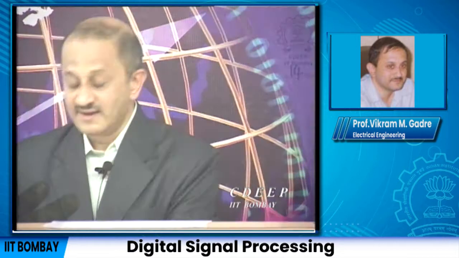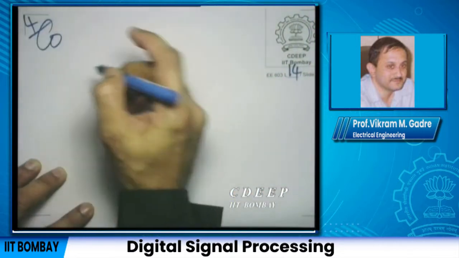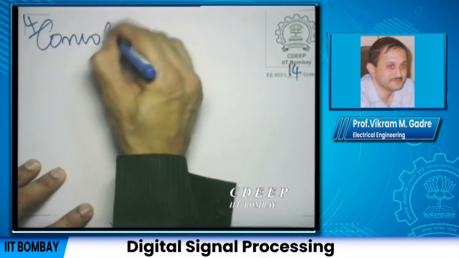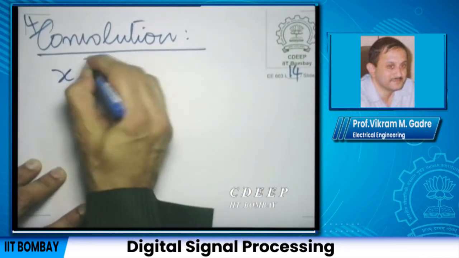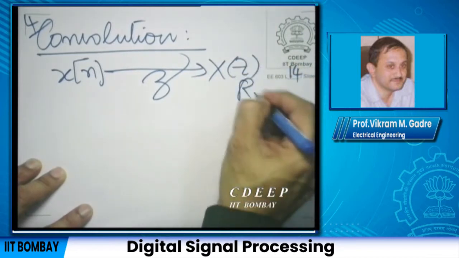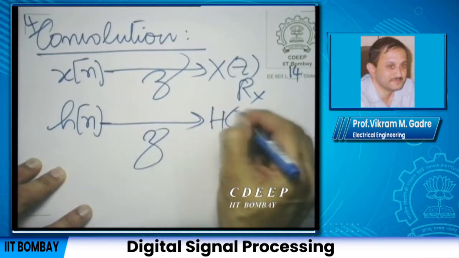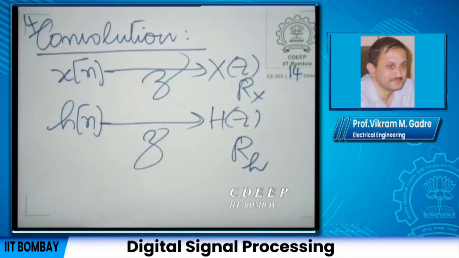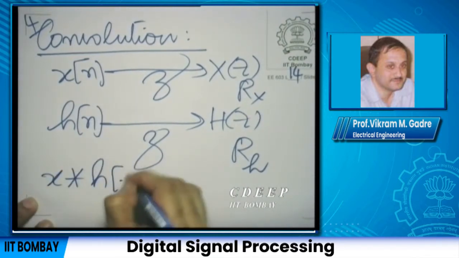Now, we look at a very important property of the Z transform, namely the property of convolution. That is the real value of the Z transform. So, what happens when we convolve two sequences? So, let x[n] have a Z transform X(z) with a region of convergence Rx, and let h[n] have a Z transform H(z) with a region of convergence Rh. We ask what is the Z transform of the convolution of x with h.